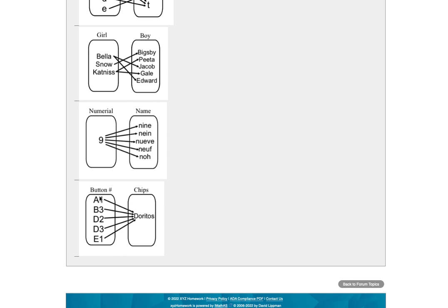So you can have multiple x's with the same y, but you cannot have the same x with multiple y's. So that's the basics of a function.